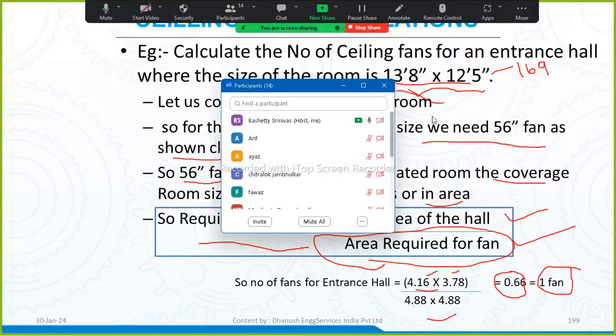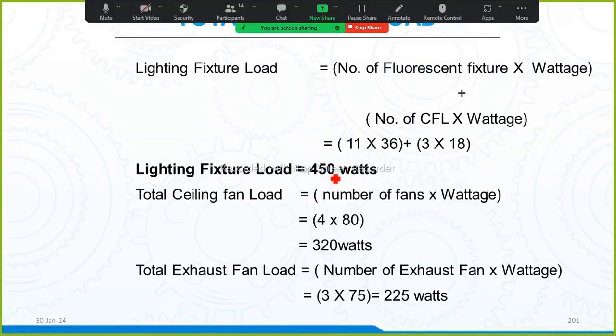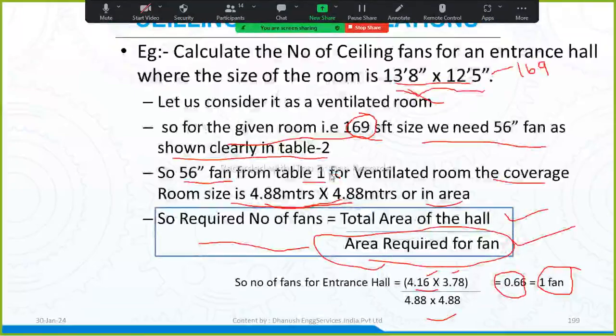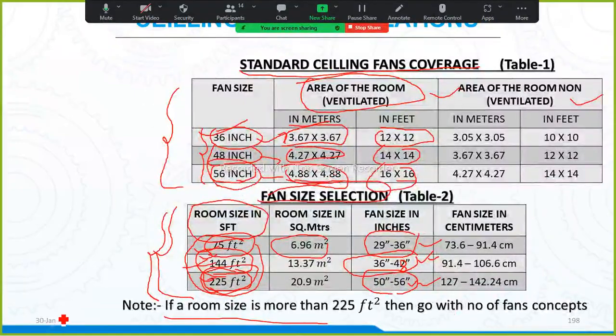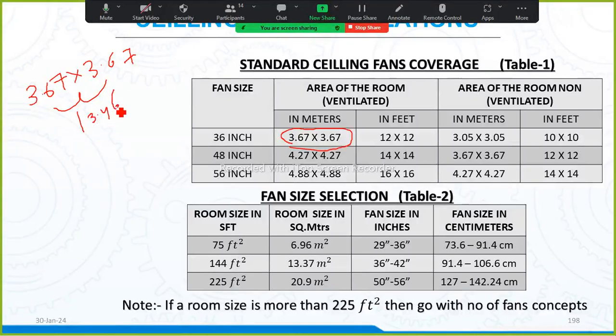But in this there is one problem here. What is that problem? Let me tell you. Generally in this, one drawback will be there. Now, what is the coverage area of a 136 inch fan? If you take 3.67 by 3.67, that is around 13.46. 3.67 by 3.67 is nothing but 13.4689.